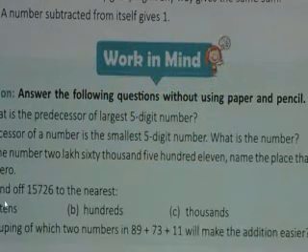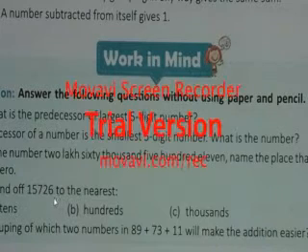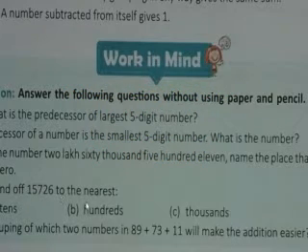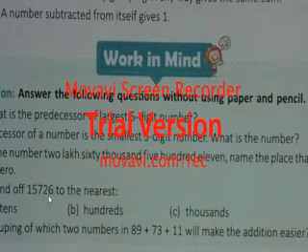Round off 15,726 to the nearest tens. When we are rounding to the nearest tens, then we watch the ones digit. Ones digit is 6, which is bigger than 5. So 1 will be added to tens and it will become 15,730. And when we have to round it to the nearest 100, then we watch the tens digit. That is 2, which is less than 5. So it will be 15,700. Nothing will be added to 7.